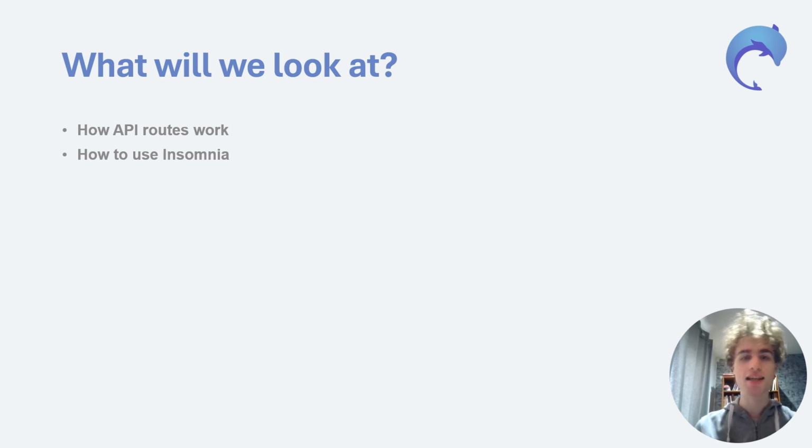So what we will look at is in more detail how API routes work, and then we'll talk about how to use Insomnia, which is one program that you can use to send API requests.